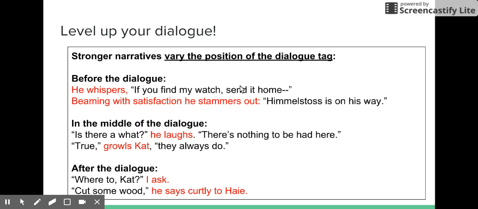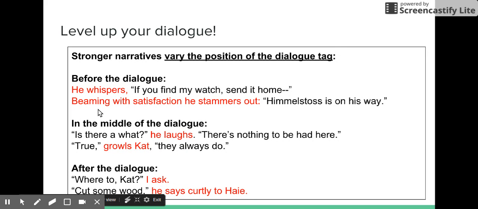Another way you can level up your dialogue is by varying the position of the dialogue tag, so deciding where you're going to place the dialogue tag in the sentence. I've given you some examples from All Quiet of different places you could put the dialogue tag. You could put it before the dialogue. So for instance, he whispers, "If you find my watch, send it home." Beaming with satisfaction, he stammers out, "Hemostas is on his way."